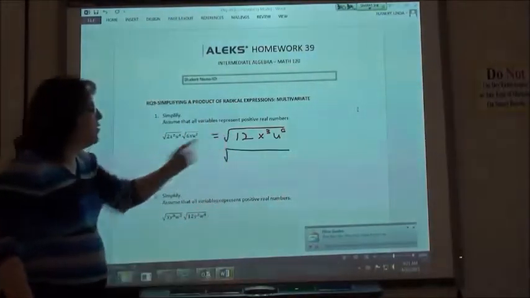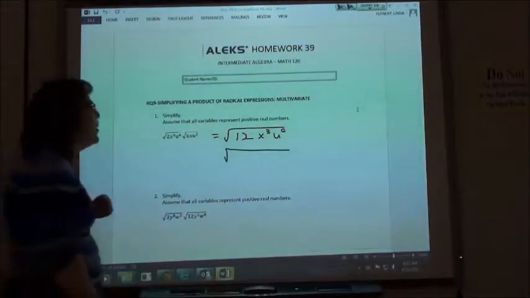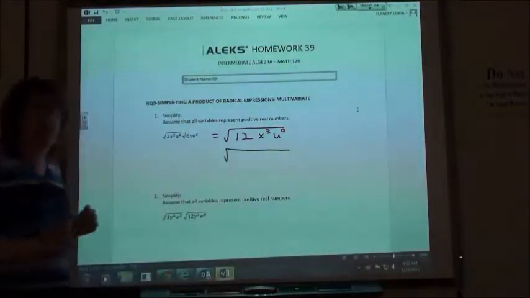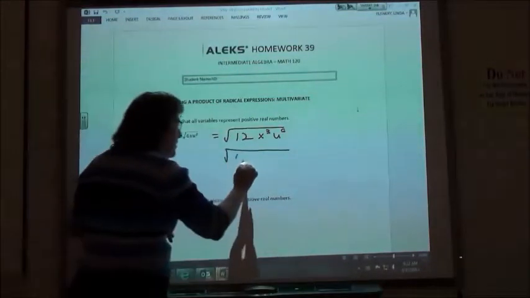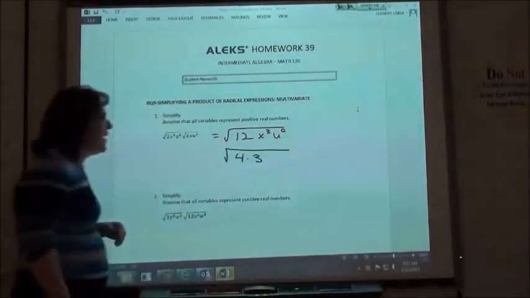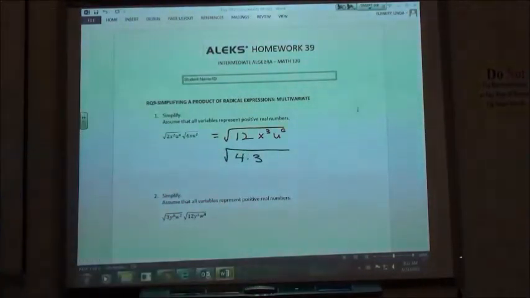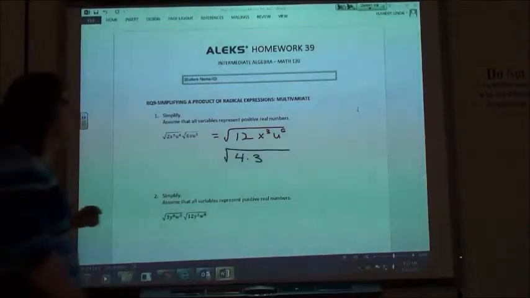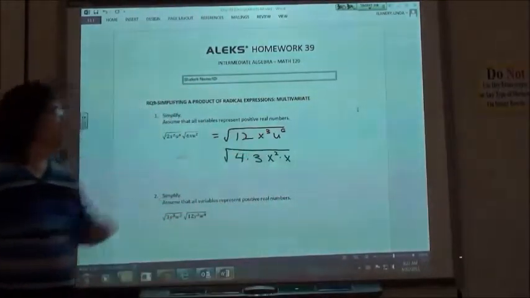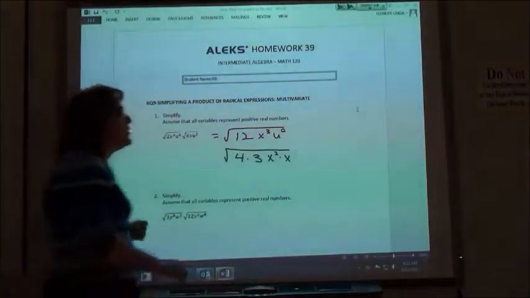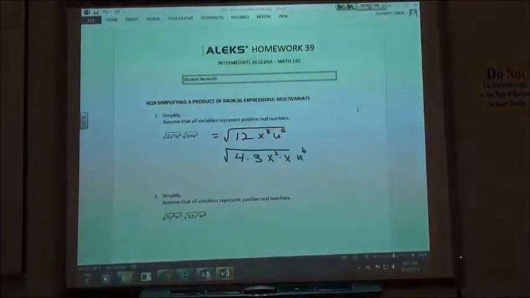I'm going to look at this and say, okay, 12 is not a perfect square. If it were a perfect square, I'd leave it alone. It's not, so I want to try to factor it. Factors of 12, one of which is a perfect square. Probably want to use 4 times 3. My exponents, if it's an odd exponent, I want to factor out one of them. So x to the third, I factor into x squared times x. U to the sixth has an even exponent, which means it is a perfect square, so I leave that alone, just like we did the other day.